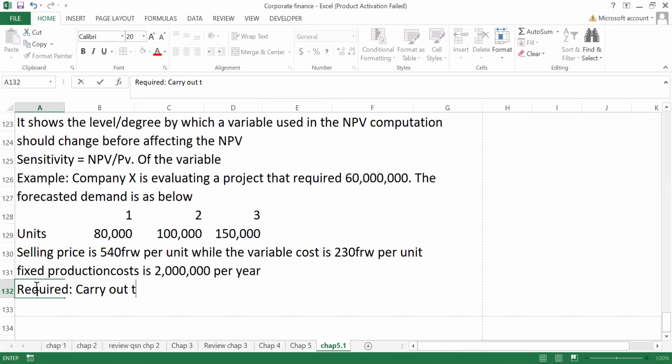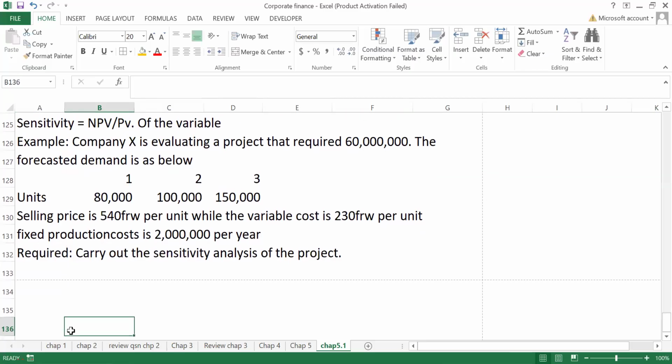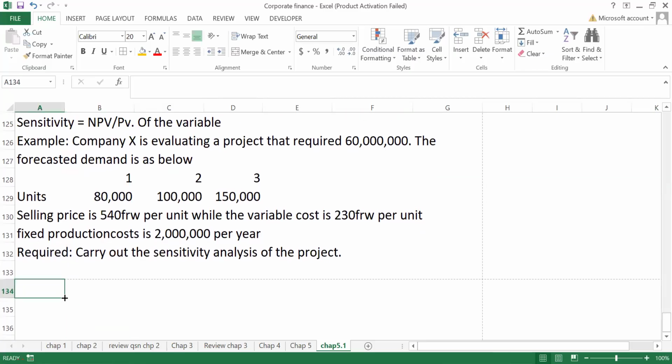Carry out the sensitivity analysis on the project. Let's look at this and see how we can use the sensitivity. Of course, we do the same process. You're going to have your revenues. We make a working one. Working one, we have the revenues.